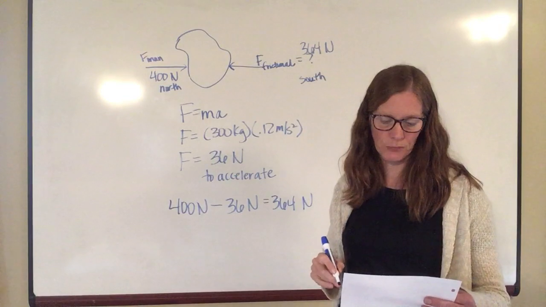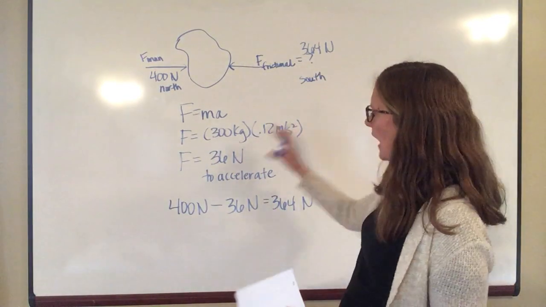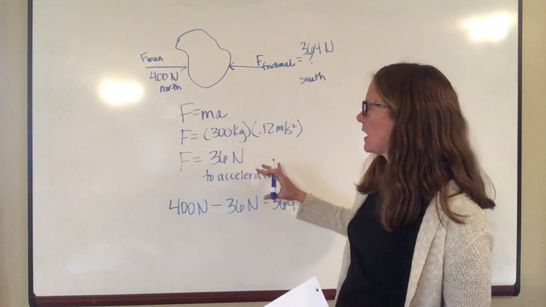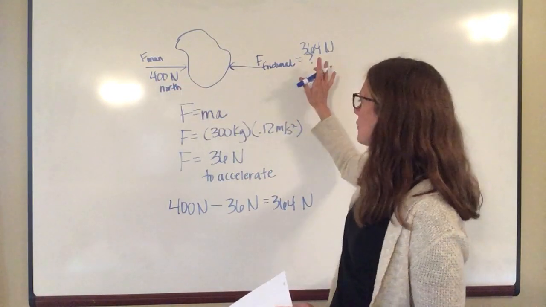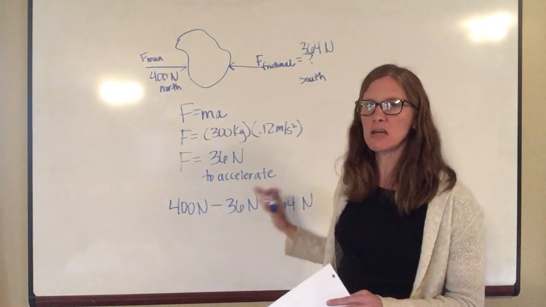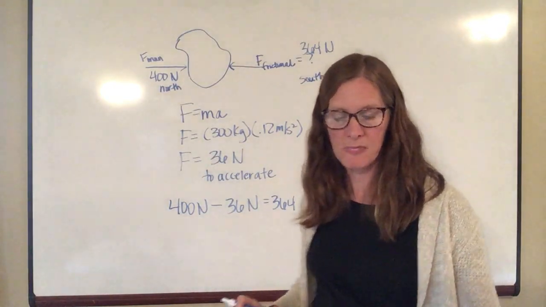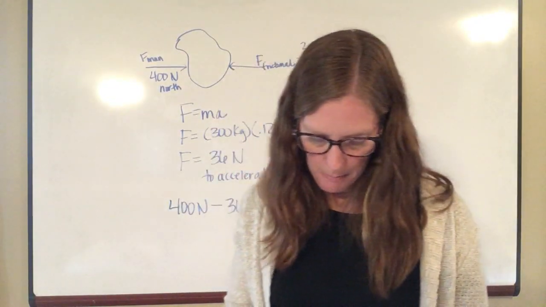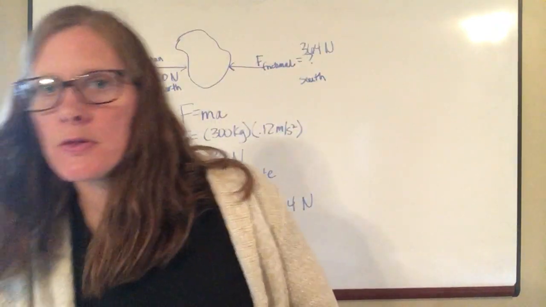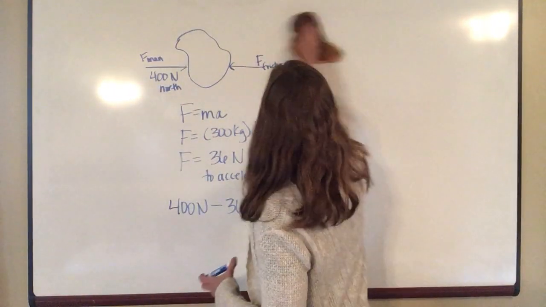So then I can go back up here and say, okay, the frictional force is 364 newtons to the south. Okay? So I have to have a net force to accelerate, and when I add these two together, that's going to give me that net force to accelerate. I can calculate that net force by using my F equals ma. Right? So let me make a little bit more space here, and then we'll go through this second problem.